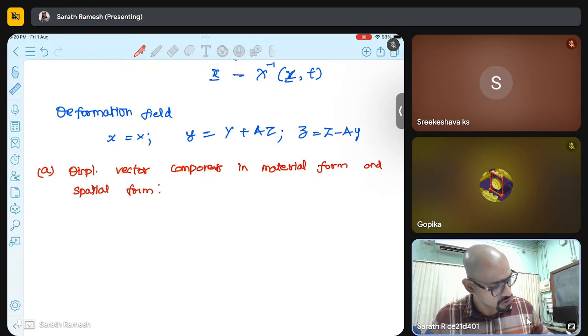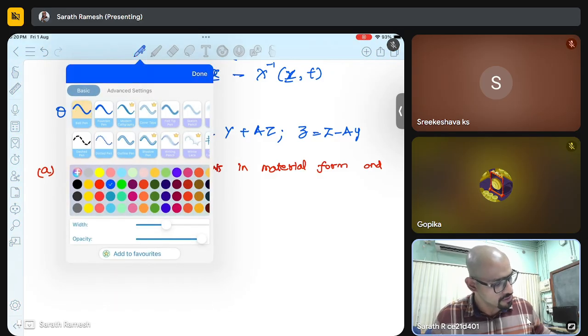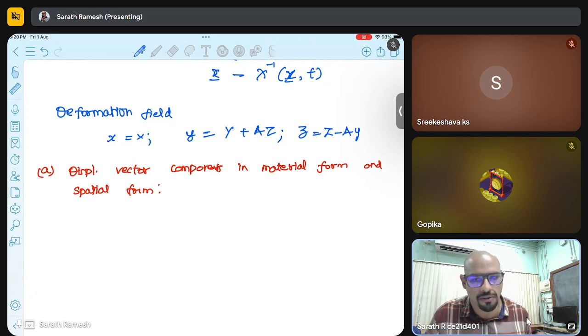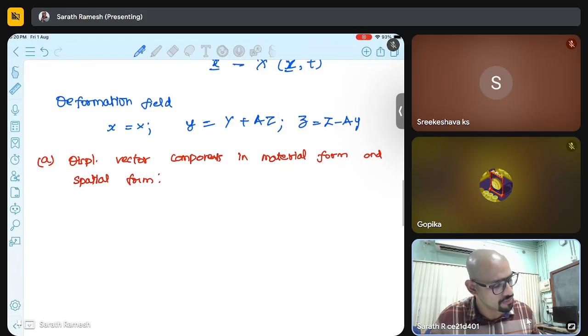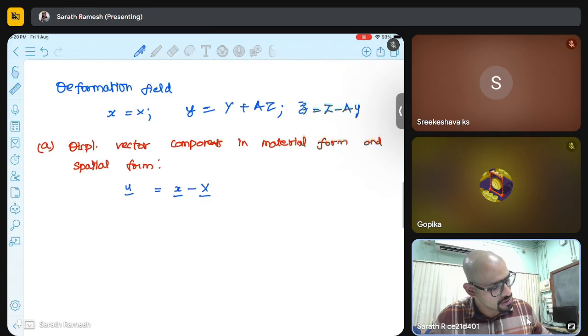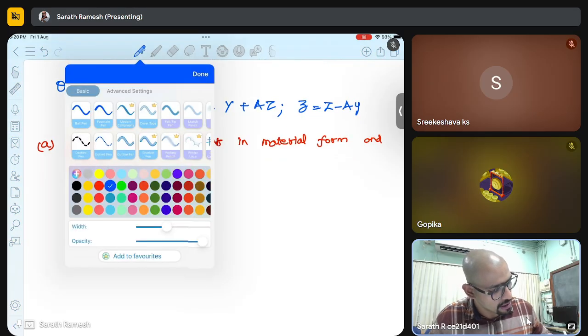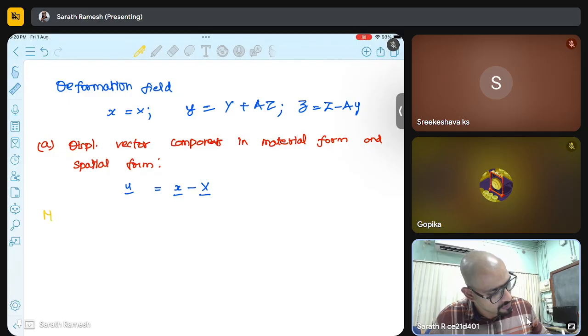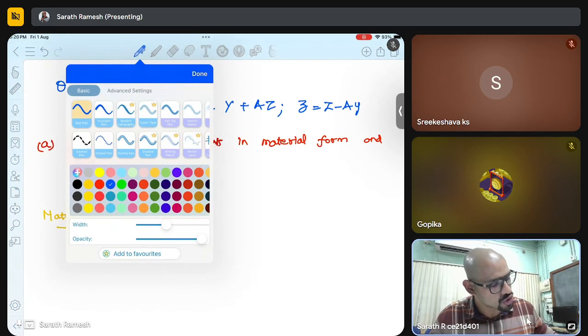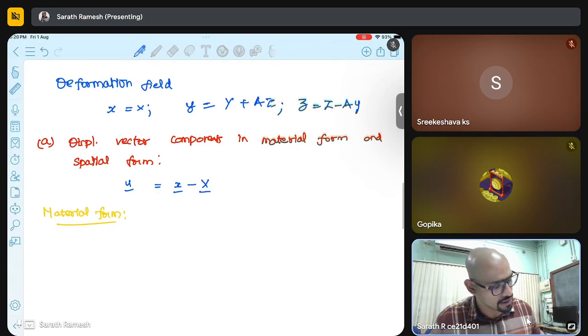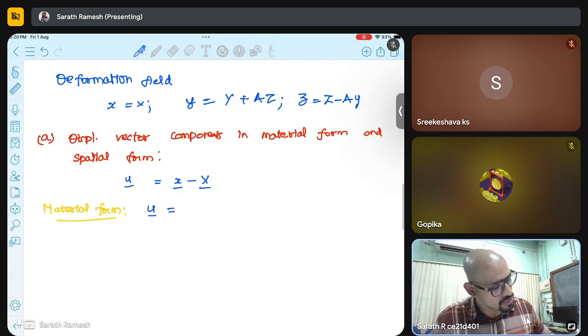So let's solve this question. For this given deformation field, we need to find the displacement vector component in material form as well as spatial form. So the u vector, we know the displacement vector is given by small x minus capital X. First let's try the material form, or Lagrangian form. Material form means it should be in the reference configuration. So u vector is equal to, instead of small x, I can write capital X.